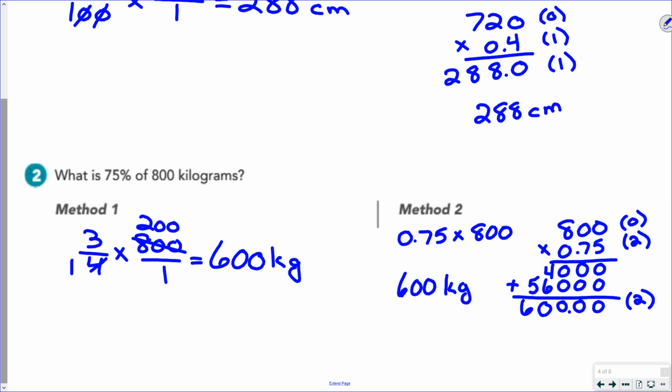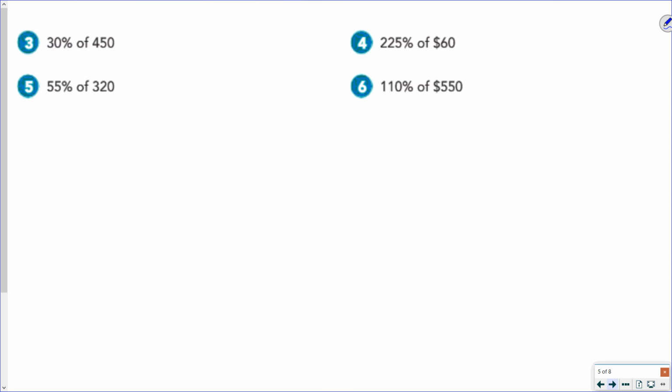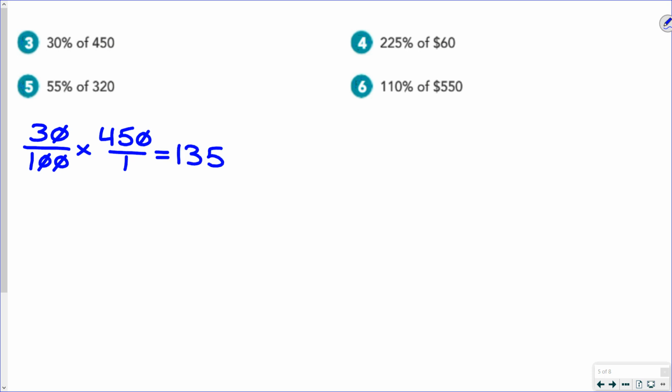600 kilograms. From this point on, you do not have to use both methods. You may choose whichever method works best for you. So for number 3, if we're doing 30% of 450, I would use a fraction. And the reason I would use a fraction is because I can eliminate all of those zeros by simply simplifying. And then I do 45 times 3, which is 135.